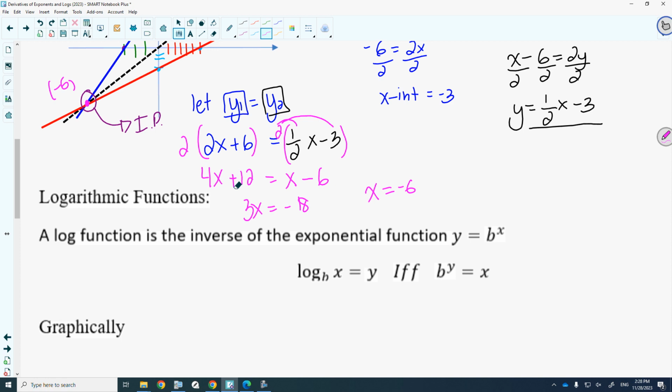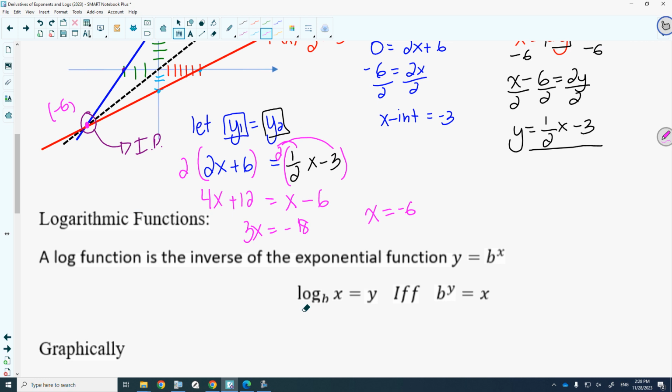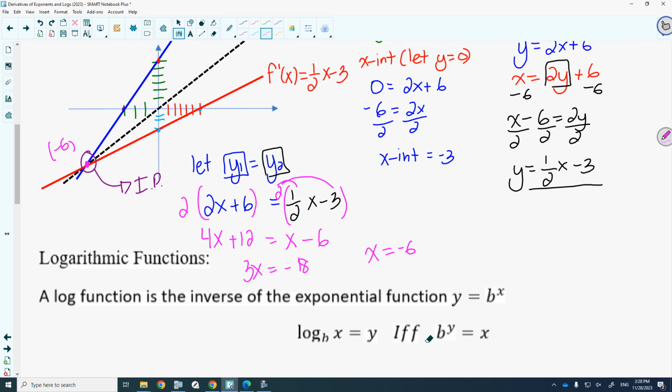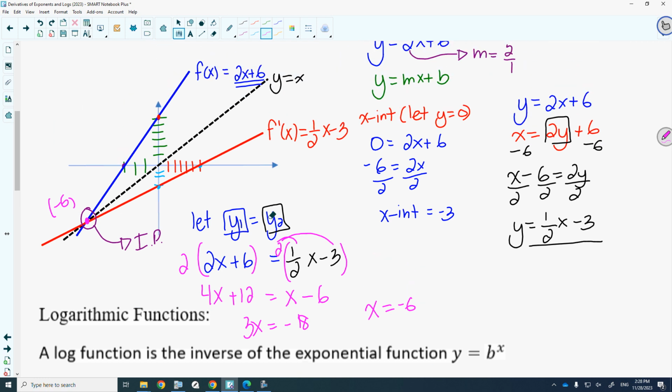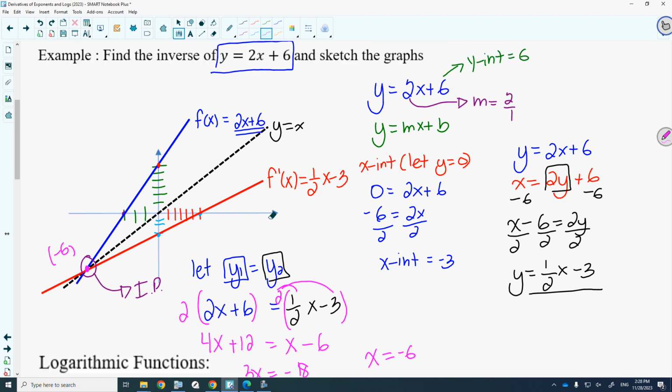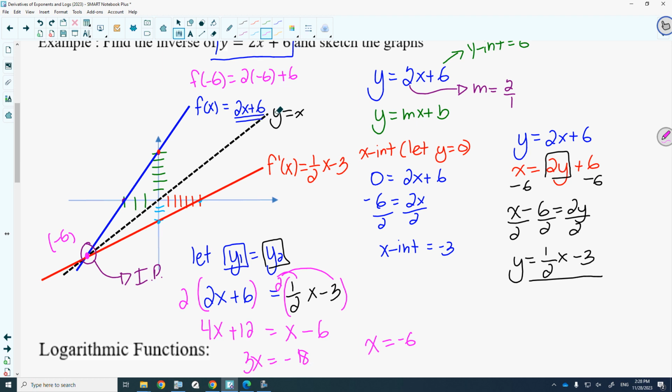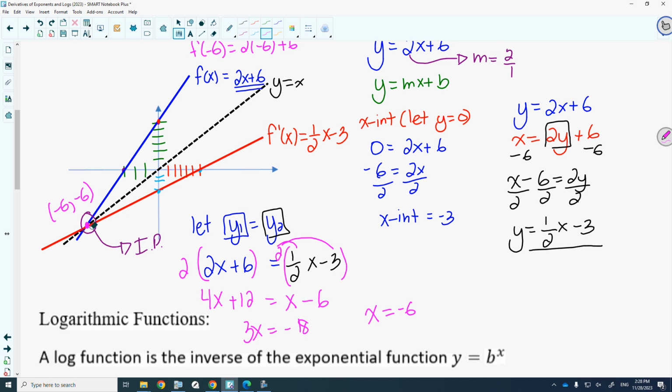Sarah, how can I figure out the y value? Plug it into one of the equations. Which equation would you plug negative 6 into to figure out the y value? Yeah, I'd probably plug it into the original as well. So f of negative 6 is 2 times negative 6 plus 6. That would give me negative 12 plus 6, which would give me negative 6. And remember, I said that invariant points will occur on the line y is equal to x. So negative 6 should make sense.